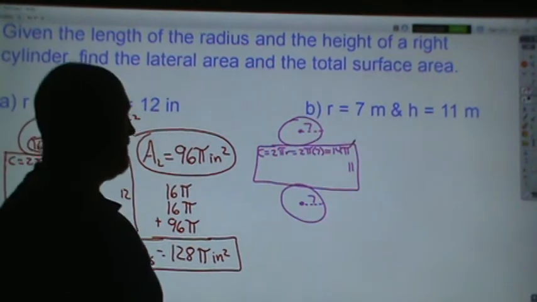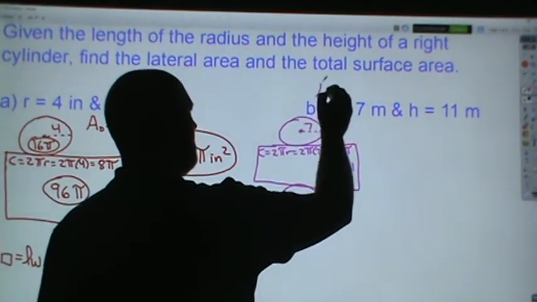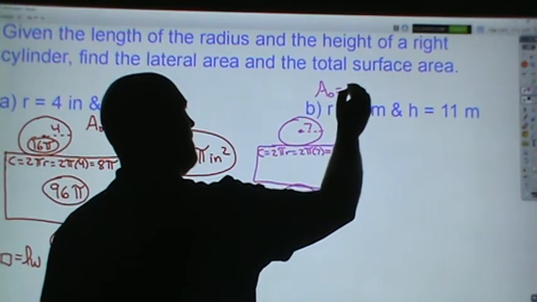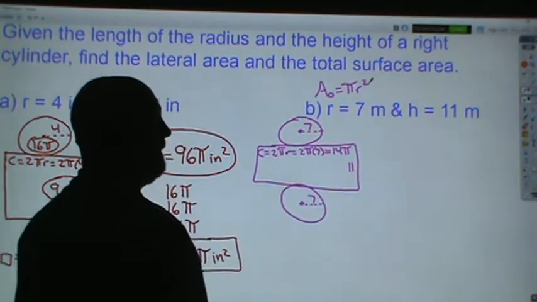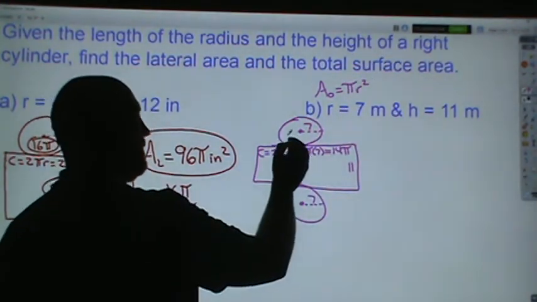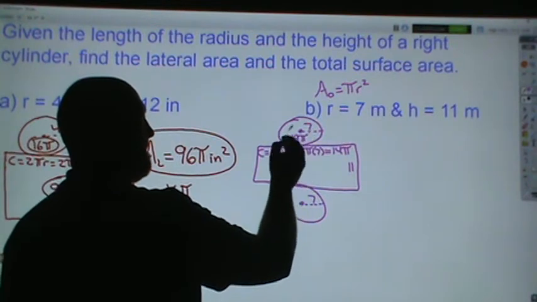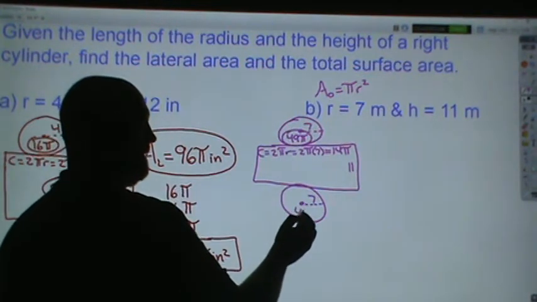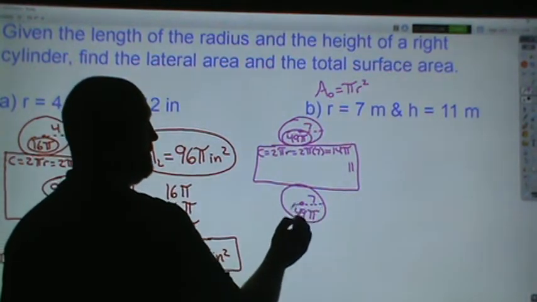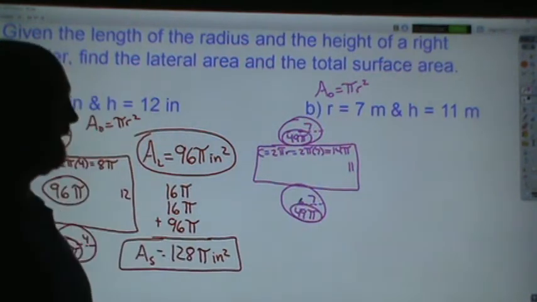For the area of my circles, area of a circle is pi r squared. So we're going to have pi times 7 squared, or 49 pi. Same thing down here, the two bases are going to match. We're going to have those two bases that both have areas of 49 pi.